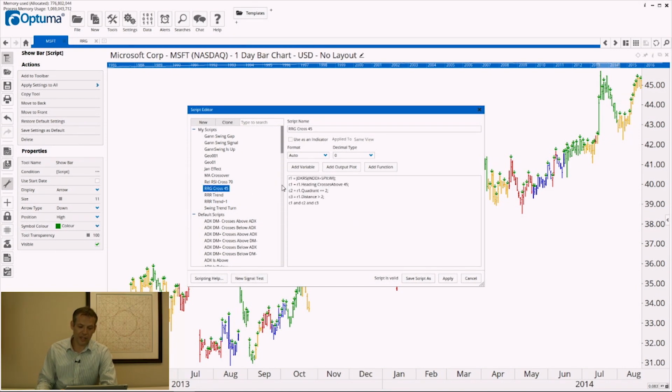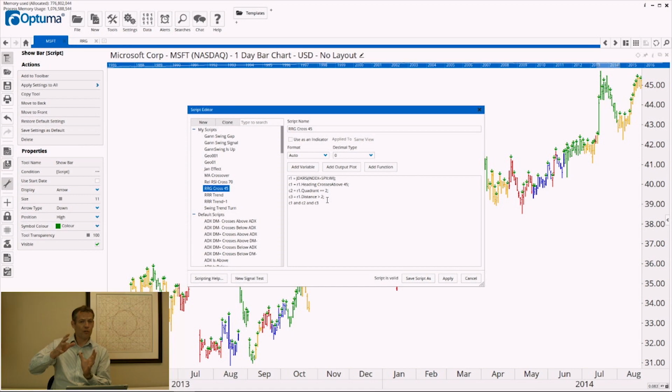So what I'm doing here is I'm doing a JDKRS, which gives me my function there. I want the heading to cross above 45. I want to be in quadrant 2. Now the quadrants start at 0, so leading is 0, weakening is 1, lagging is 2, and improving is 3. So I want to be in quadrant 2. And I've also got a distance in there.